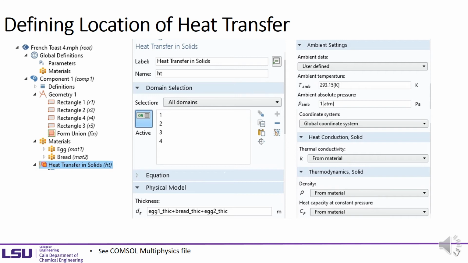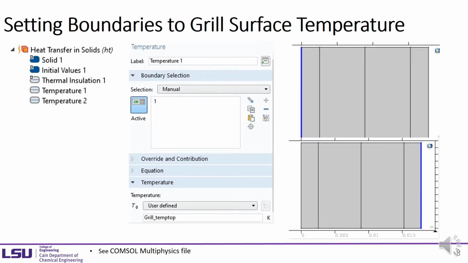It does it automatically, and I included it in Appendix D. After setting up my heat transfer, I wanted to set the boundaries for the grill, which is shown by temperature 1 and temperature 2. So for temperature 1, I used the previously defined value, which was that the top temperature of the grill surface was approximately 449 degrees Kelvin or 350 degrees Fahrenheit. So that's actually shown by the picture in the top right.